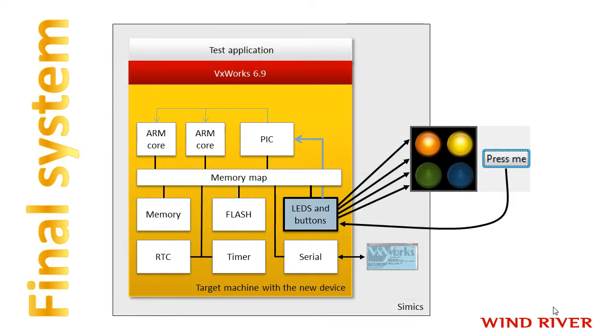The setup looks like this. We have an existing machine consisting of a dual core ARM, we have an interrupt controller, and we have some basic devices like memory flash, a serial port, a real-time clock timer, and also Ethernet, which we won't be using. And we're extending this machine with a single new device which controls a bunch of LEDs and a button, and we connect that device both to the memory map of the target system and the interrupt controller, and we also connect it out to a simulation of its input-output panel with four LEDs and a button.